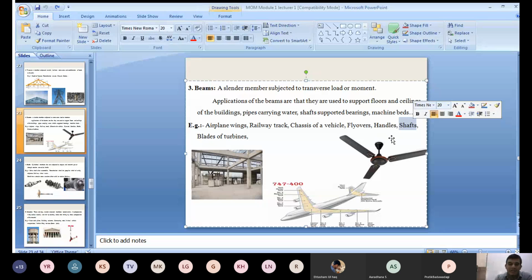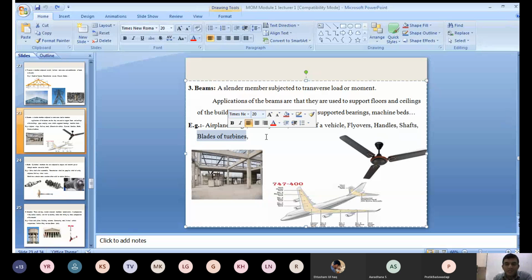Then blades of the turbines or fans, compressor, etc. So these are the examples for the beams. Beams are nothing but a slender member. Why do you call it slender? The length of the member is more as compared to the cross-sectional dimension. Then that member is called a slender member.